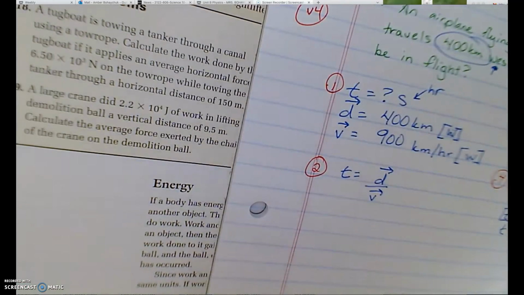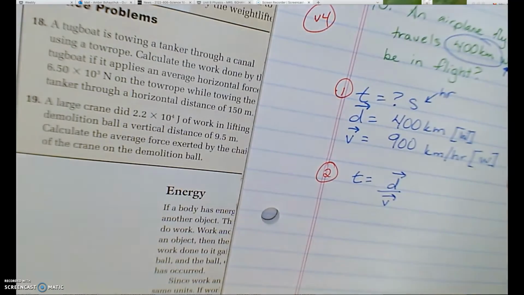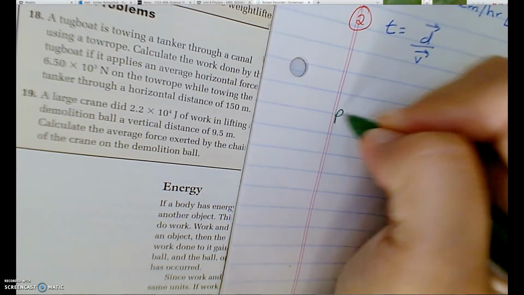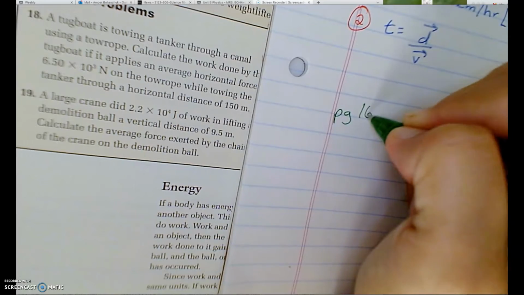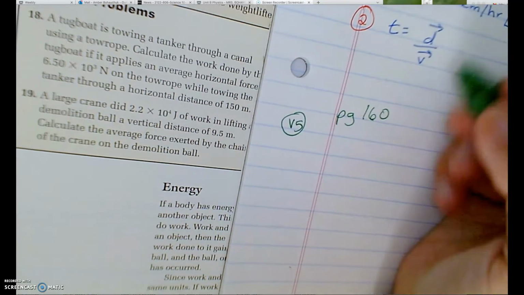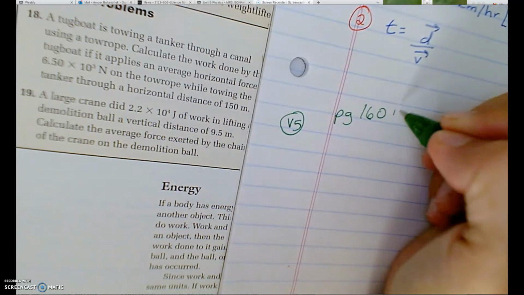We shouldn't write in the textbook, so we won't. We'll just identify our variables here. Let's always put what page we're on, and in my case, I'm going to put what video this is, video 5. So page 160, number 18.